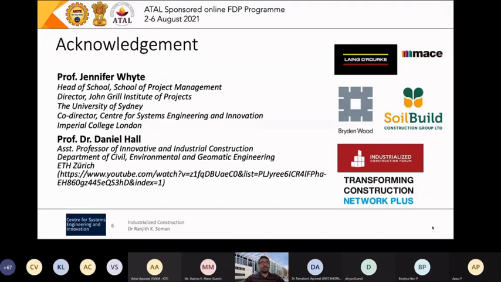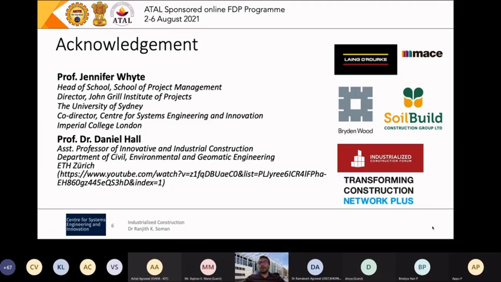For this particular presentation, I have a few acknowledgements to make. These are the 2 people: Professor Jennifer White, who was my supervisor for my PhD, currently head of school at the John Grill Institute of Projects at University of Sydney, and also co-director for the Center for Systems Engineering and Innovation at Imperial College London. And Professor Daniel Hall, assistant professor of innovative and industrial construction at ETH Zurich. There is an amazing industrialized construction lecture available for everyone freely on YouTube by Professor Daniel Hall, which I'm putting a link to here.